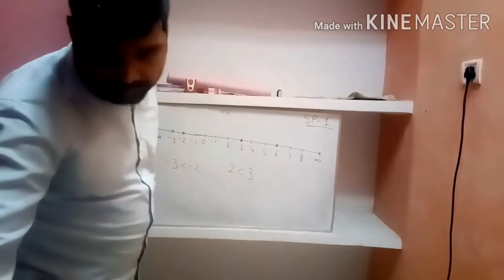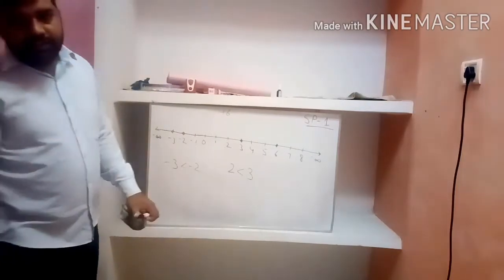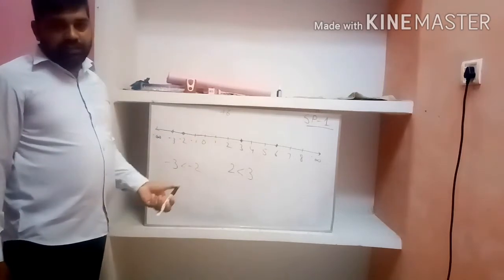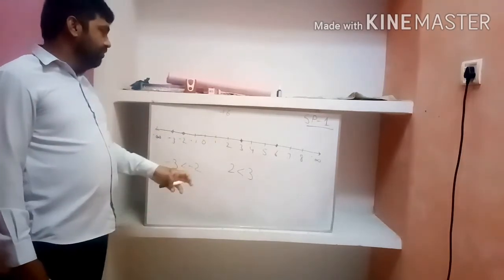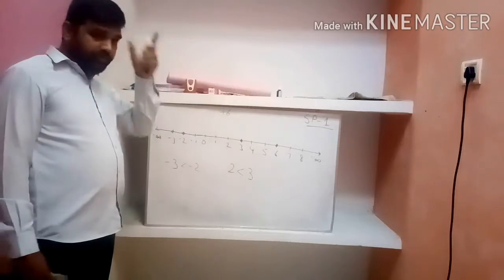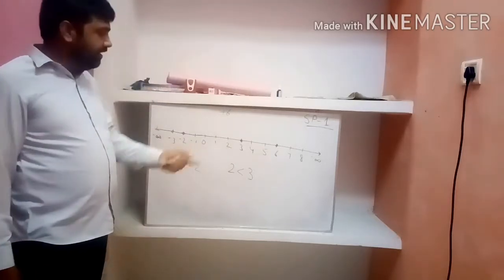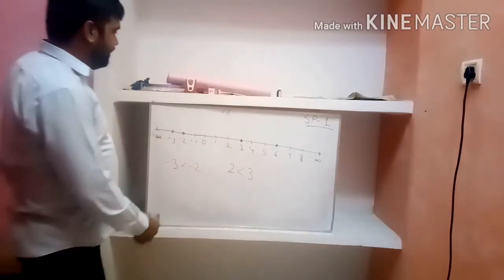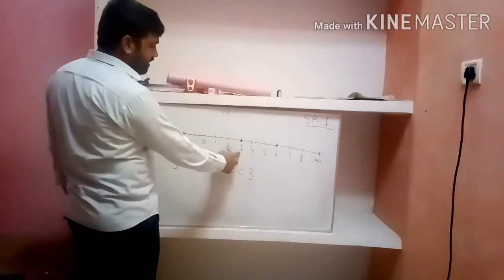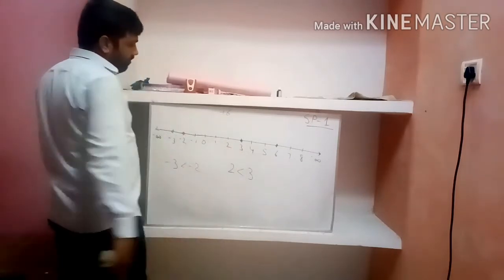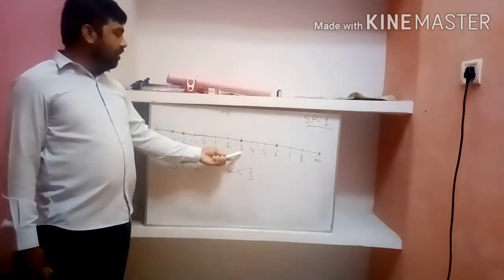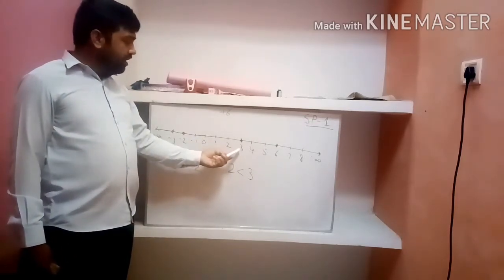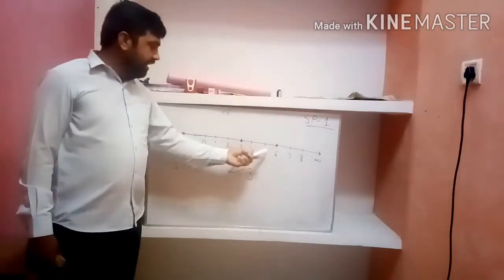So an integer is greater than another integer on its left. An integer 3 is greater than all the integers which are on its left. An integer is less than all integers which are on its right.